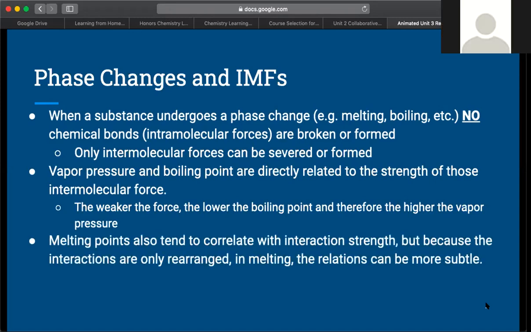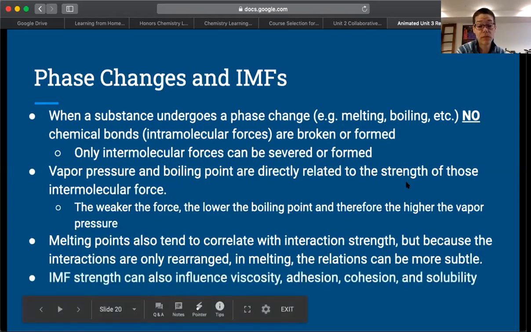Now, if we're talking about solids, there's also this whole thing about intermolecular forces at play. So melting points are going to go along with how strong the forces are. You can also have intermolecular forces influence things like viscosity and adhesion and cohesion, all that sort of stuff.